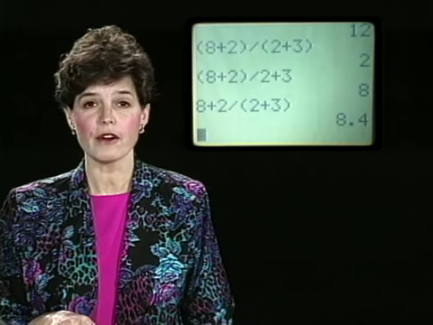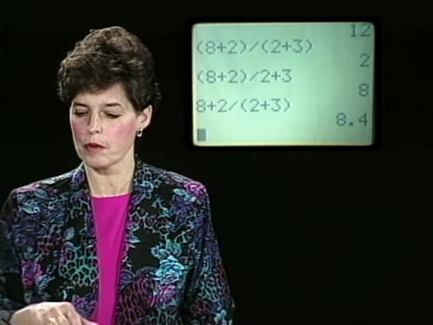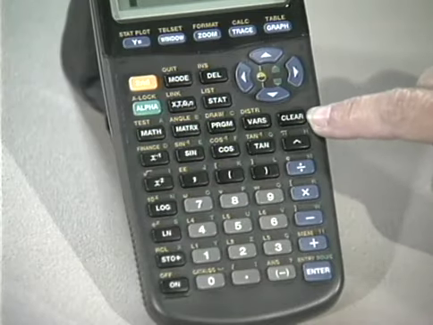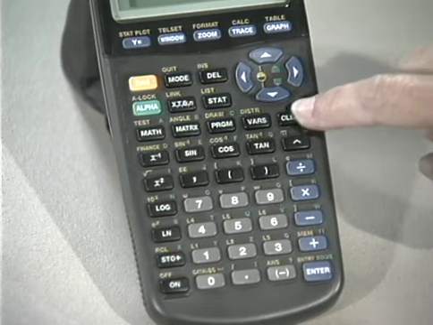Now I'm kind of tired of the things on the screen, so let's clear them by using this clear key that's located right below the arrows. Next, let's add 2/3 and 4/5 together. I'm going to punch 2 divided by 3 plus 4 divided by 5.